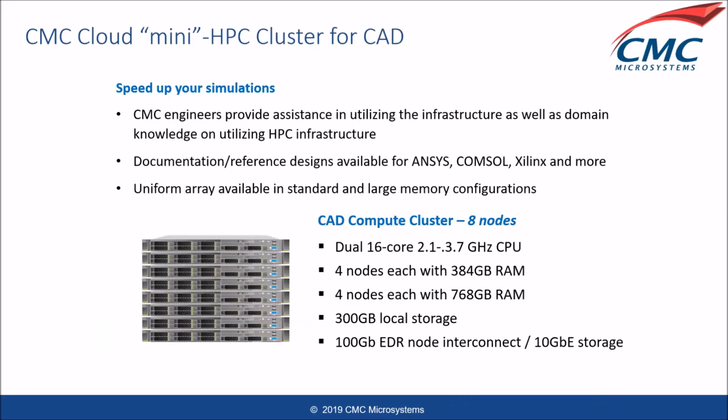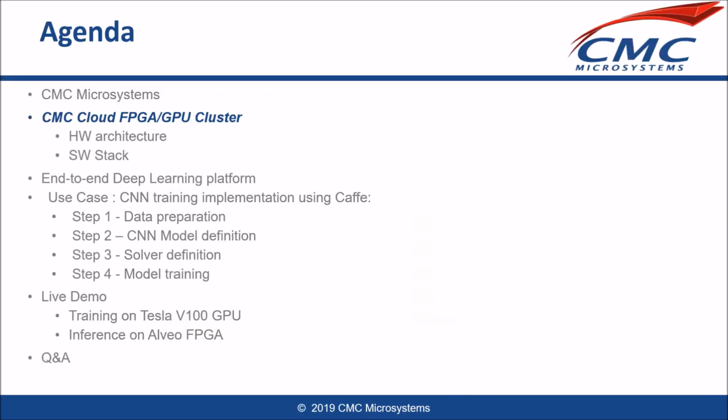These tools, such as ANSYS, Cadence, Xilinx, and others, can benefit from tremendous speed up using a high-end CAD compute cluster, which consists of 8 nodes. So this is really for accelerating CAD tools. The second element, our topic today, is the cloud FPGA GPU cluster, and now I'm going to show some of the features of this cluster.